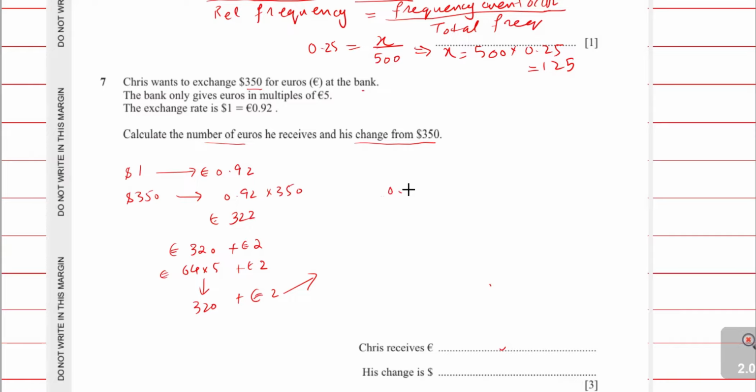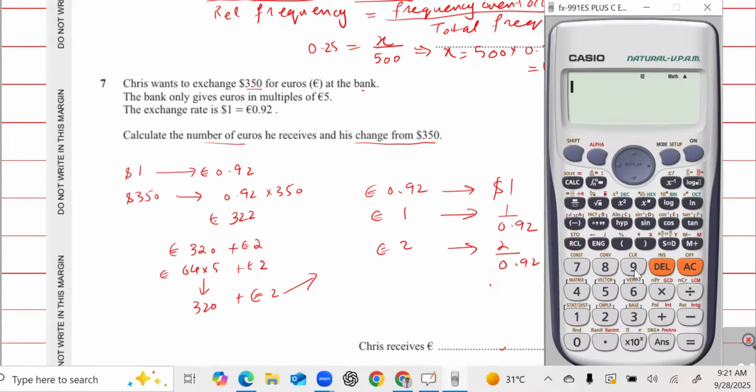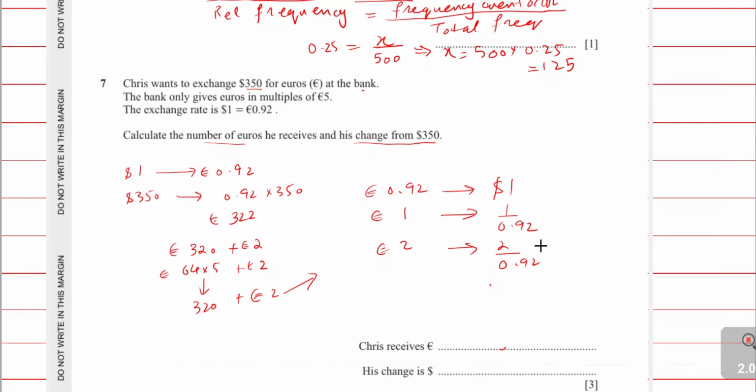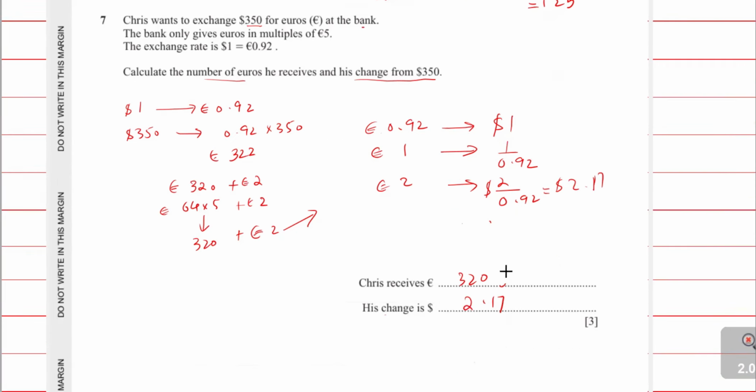Therefore, look here, 0.92 euro equal to $1. And 1 euro will be equal to 1 over 0.92. Therefore, 2 euro will be equal to 2 over 0.92. And this value will be equal to 2 divided by 0.92. And this value equal to $2.17. And he received 320 euro and his change is returned back in dollar. This is $2.17. This is the answer.